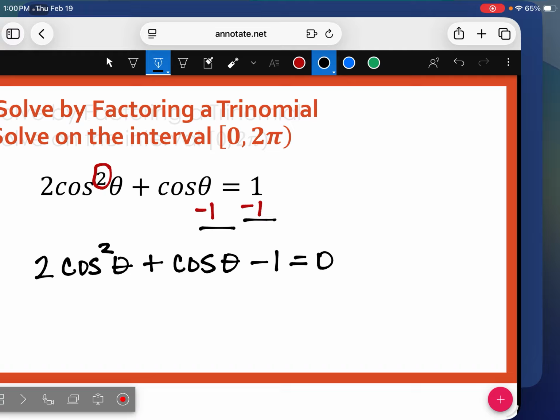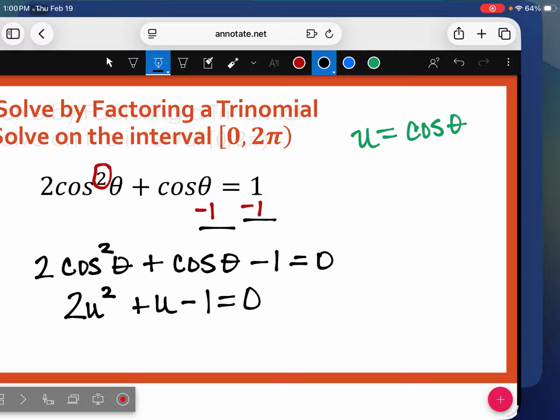Now, it's optional, but I'm going to do another u substitution. I'm going to say u is cosine. Again, you do not have to do this. You can just put cosine in the box. That's fine. All right, I'm going to give you a couple minutes. See if you can factor that on your own.